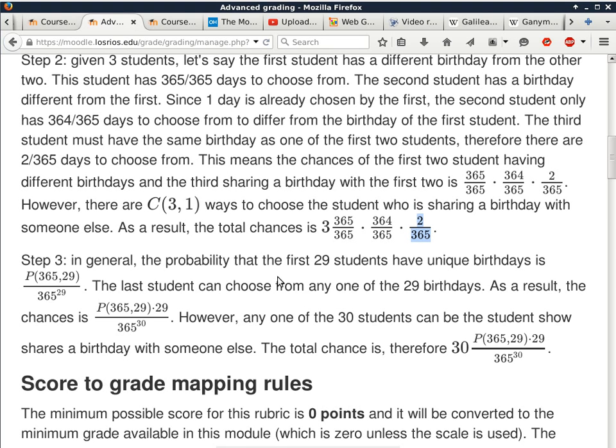And then the 29th student has 365 minus 28 divided by 365 days to choose from. Are we still doing okay so far? Okay, so this will account for the first 29 students. They will all have different birthdays. So now we need to account for the last person, who is going to share a birthday with one of the 29 students. That seems to be just 29 over 365.